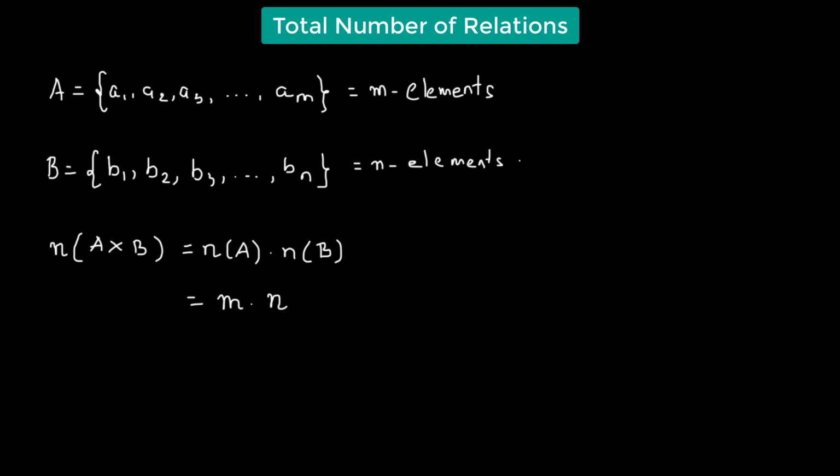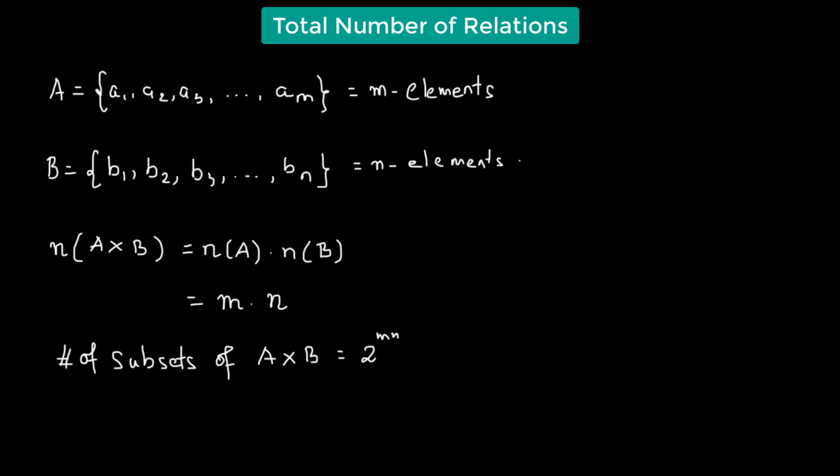Next, the number of subsets of A cross B will be equal to 2 raised to the power of m times n.